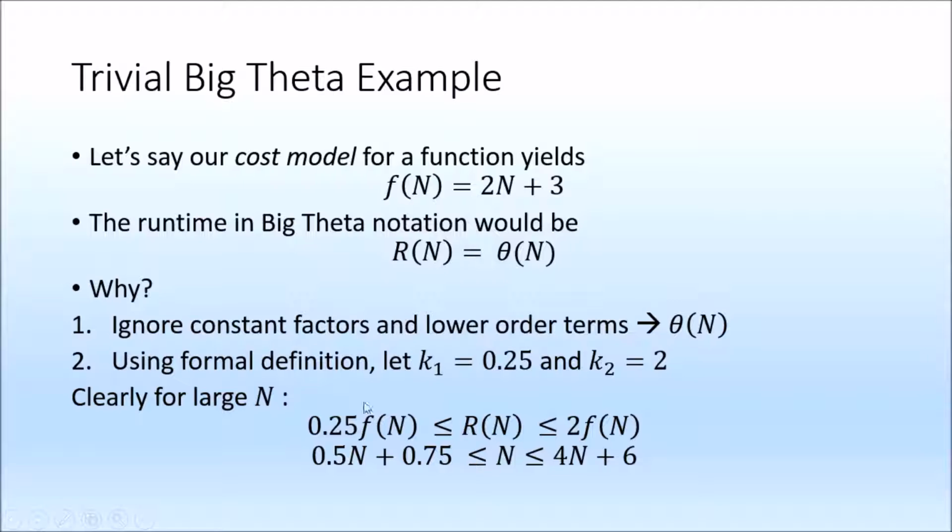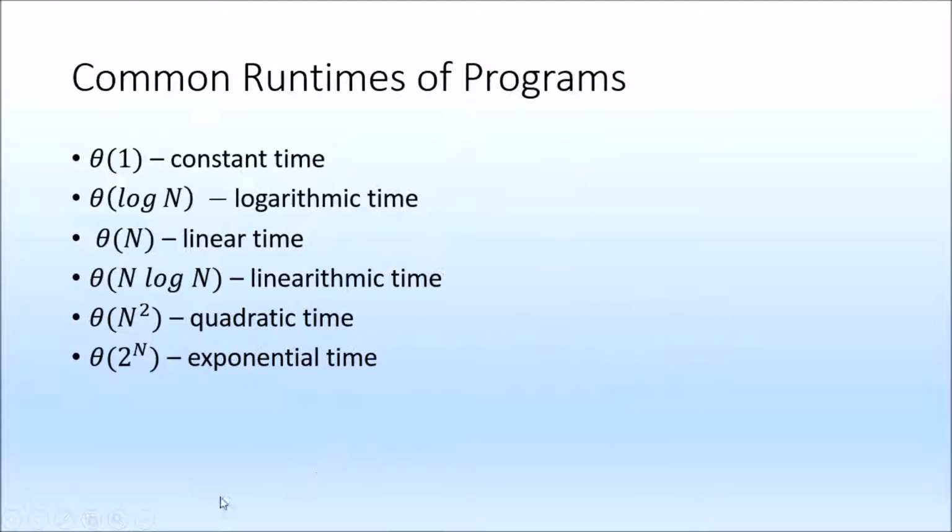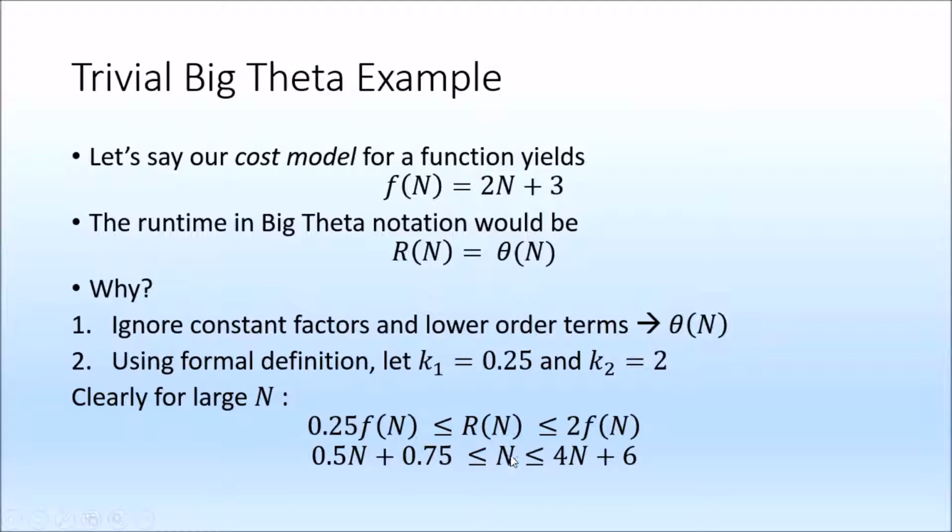So basically, this is true because if we use the distributive property and expand this, we know that for large n it is going to be greater than or equal to 0.5n plus 0.75, and for large n it is going to be less than or equal to 4n plus 6. And this is always going to be true, so that is a formal way to define the runtime of this function.